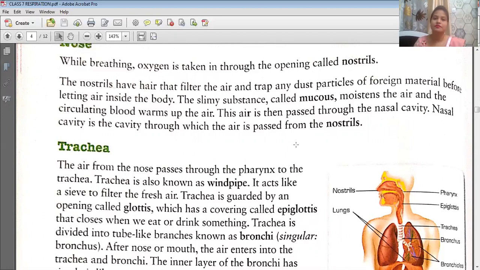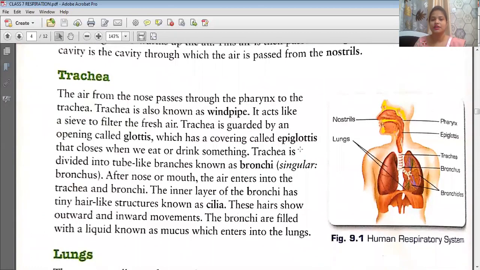The slimy substance that is present in our nose is known as mucus, which moistens the air. And the blood which is circulated in our nose, what does it do? It warms up the air. Only after being warmed up is this air passed through the nasal cavity. What is the nasal cavity? It is a cavity through which air is passed from the nostril.